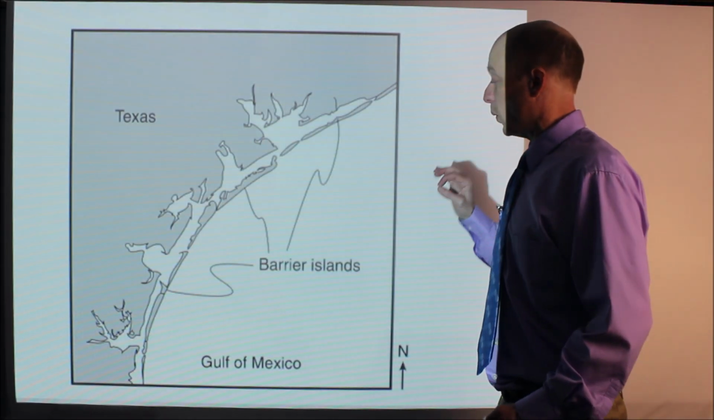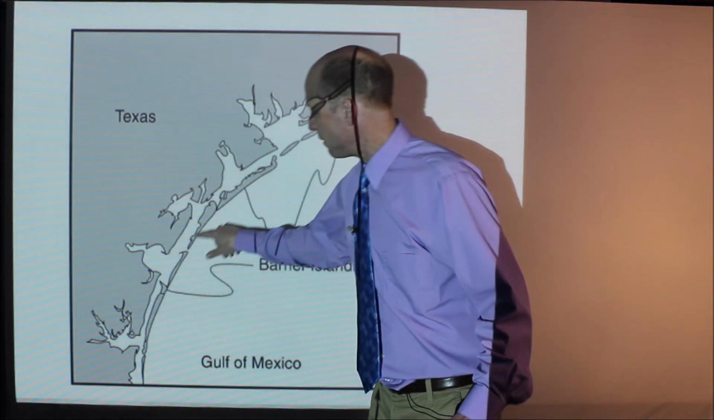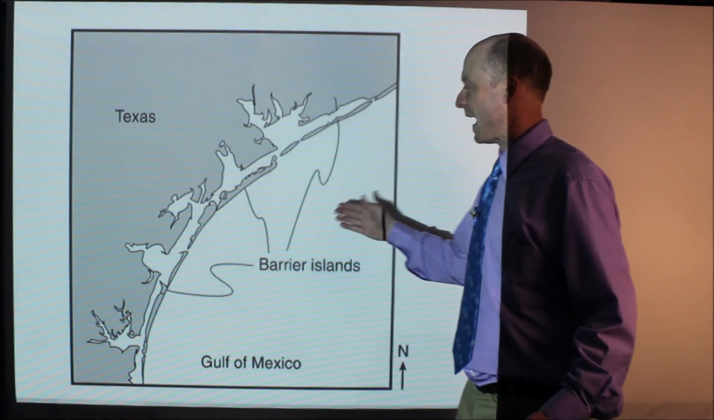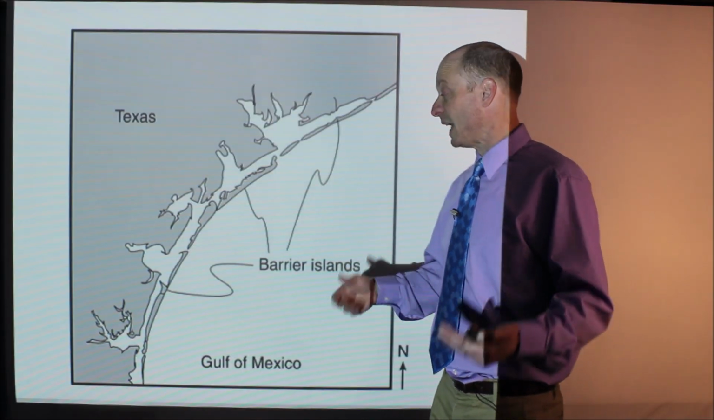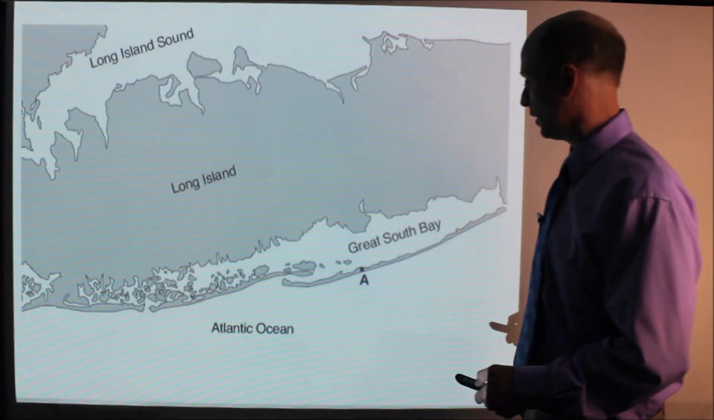So let's look at this. These are barrier islands, and they're formed by wave action, sort of like a sandbar if you've ever been to the beach, that will build up to be actual land. So these are called barrier islands. I think you have another picture here.